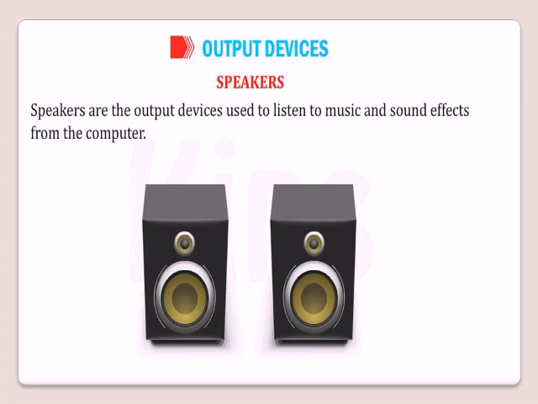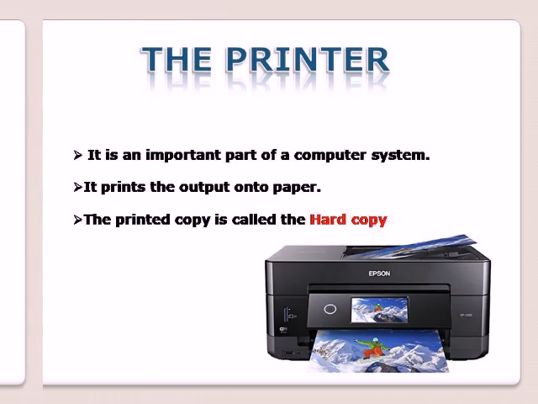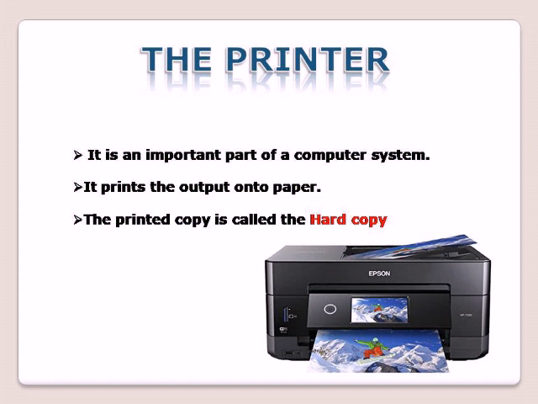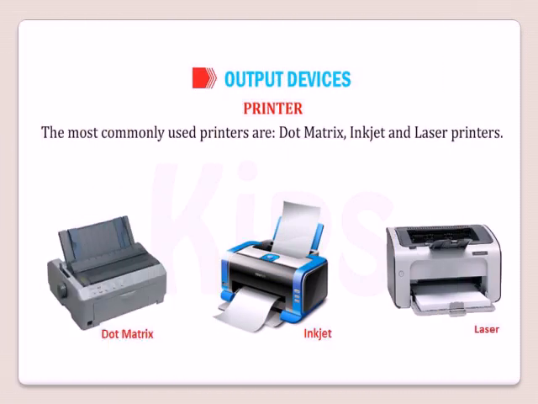Speakers are the output devices used to listen to music, sound, and audio effects from the computer. Next output device is the printer. It is an important part of a computer system. It prints the output onto paper. The printed copy is called the hard copy. The most commonly used printers are dot matrix printer, inkjet printer, and laser printer.